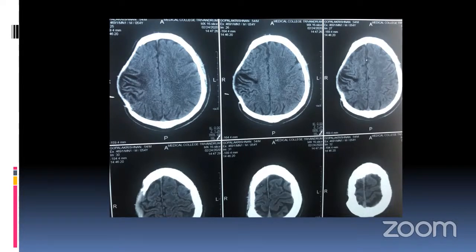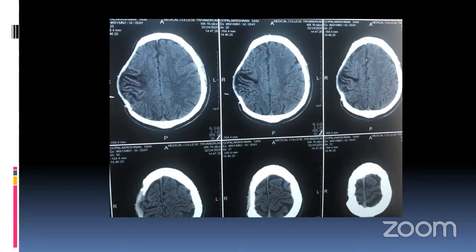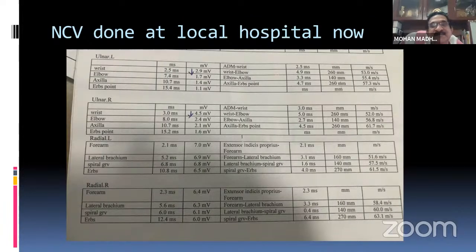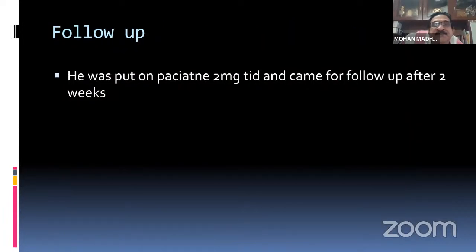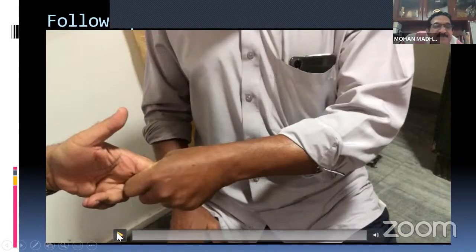Sir, how do you treat this patient? Pardon? Treatment, how do we do it? He had good power. How to treat this patient, sir? I'll tell you. Nerve conduction was done elsewhere and that is normal, so I'll skip that. He was put on Pacitin 2 milligram treatment and came for follow-up after 2 weeks. Let us see the follow-up video after treating with Pacitin.